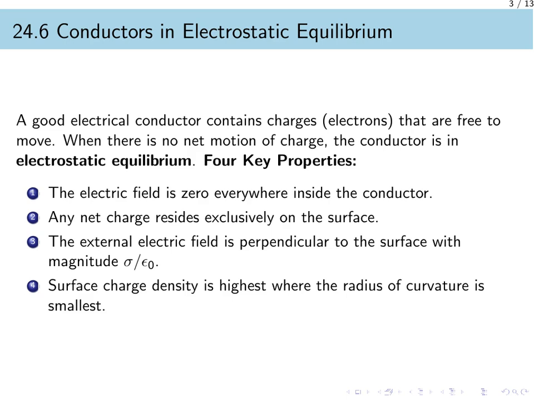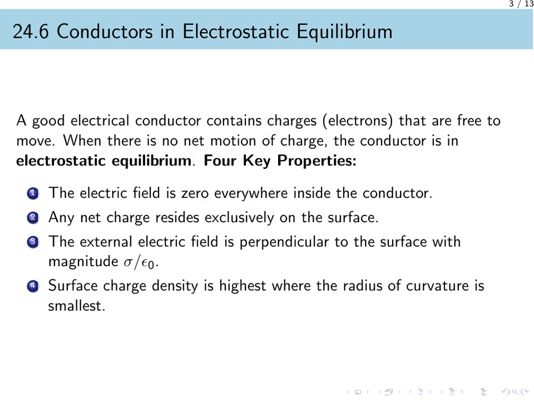Let us define what we mean by conductors in electrostatic equilibrium. A good electrical conductor contains charges, specifically electrons, that are free to move around. When there is no net motion of these charges, we say the conductor is in electrostatic equilibrium.